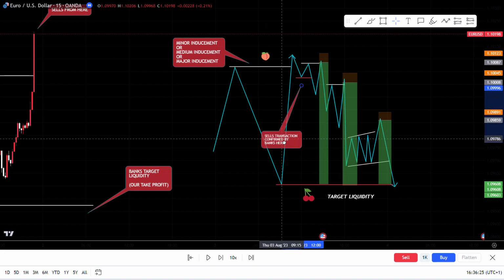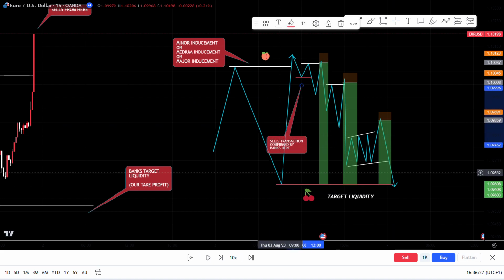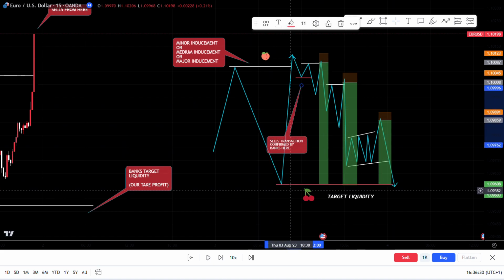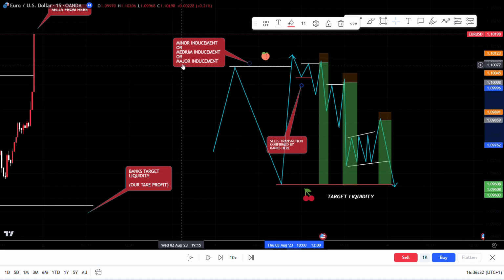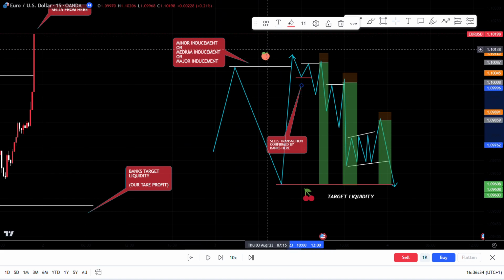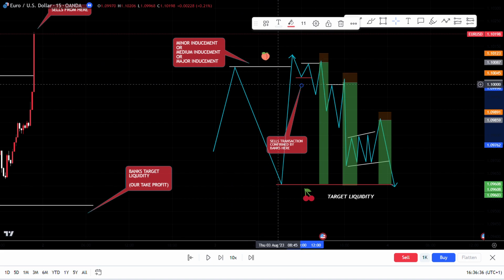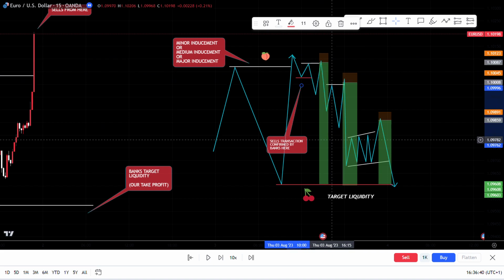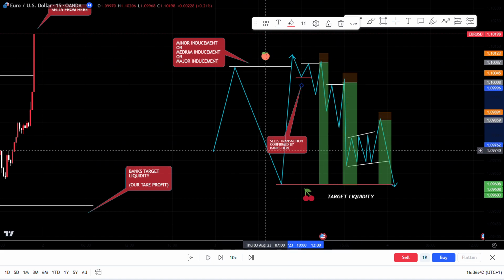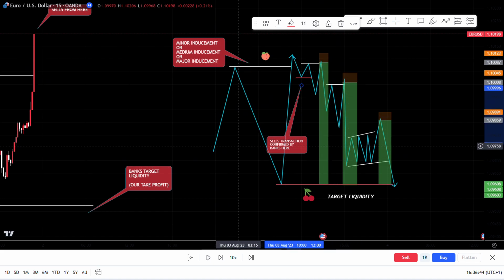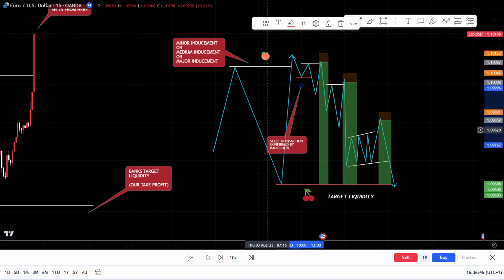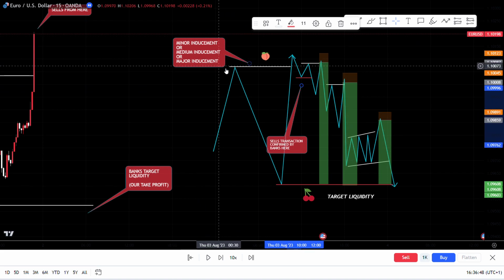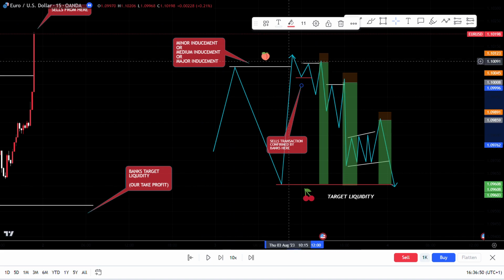This is the bird's eye view of my entries according to the liquidity. I wait for the minor inducement or medium inducement or major inducement to be taken out in the marketplace. This is the 1 minute structure, and this is the daily, 15 minute or 1 hour structure. This is based on the type of inducement: minor, medium, major.